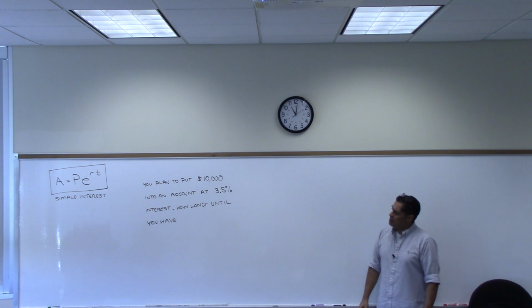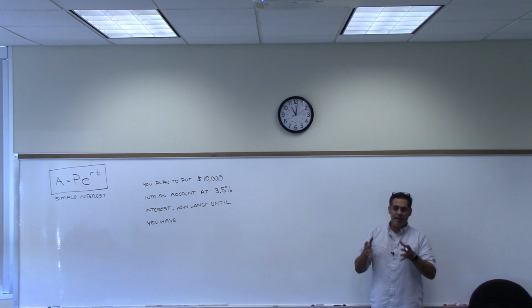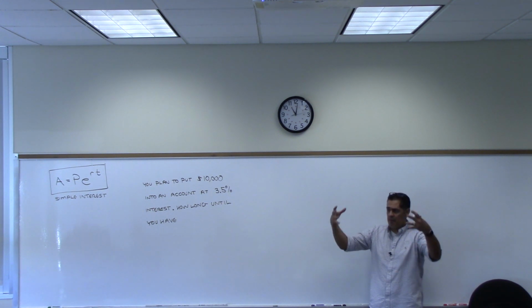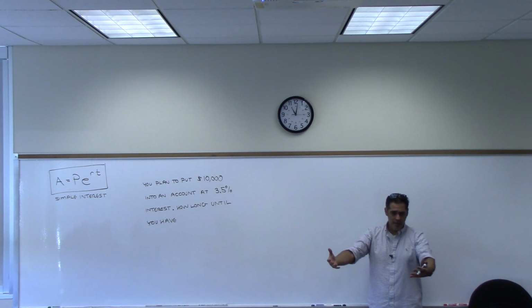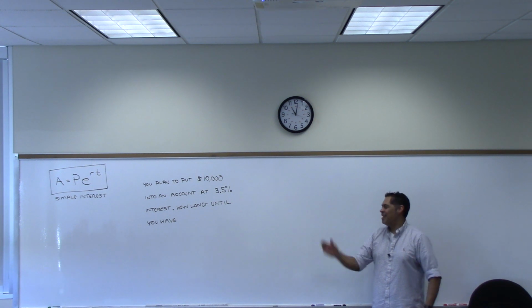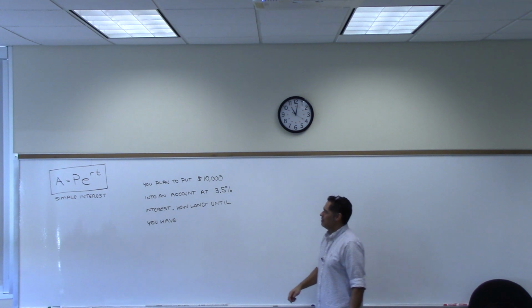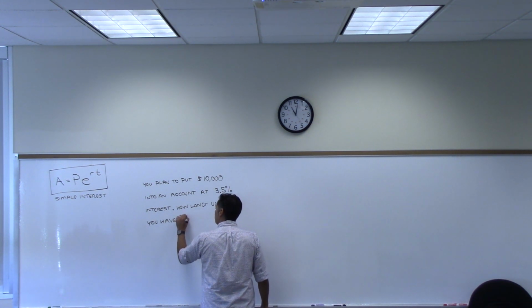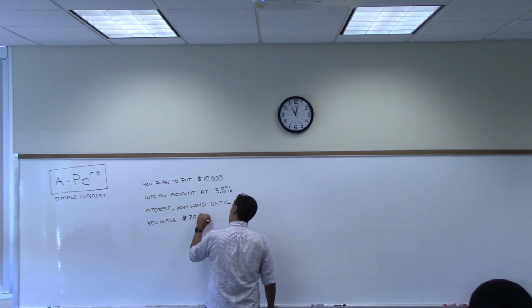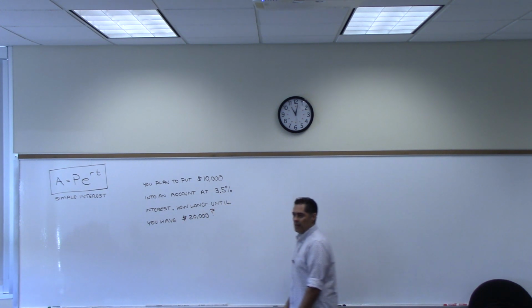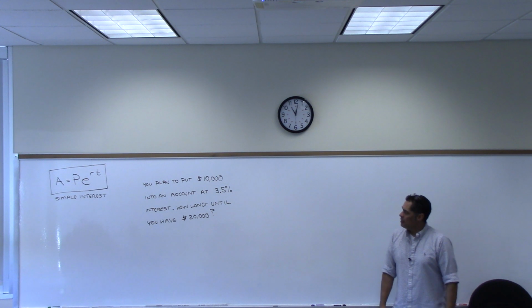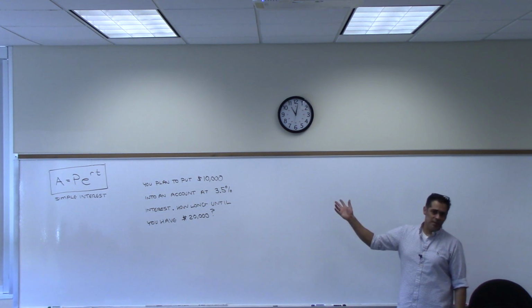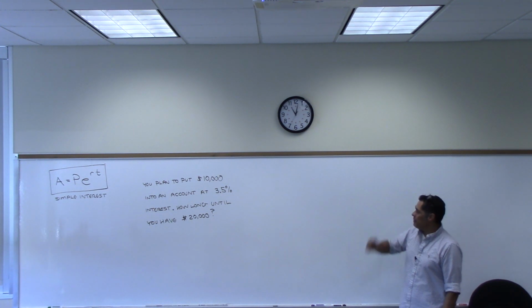And now the question is, how long do you need to leave that money in there in order for it to grow and become how much? How much do y'all want? $1 million? Well, you'll be dead. 20,000, double it? Let's double it. Okay, till you have 20,000. That's the question. So we can still use this formula, simple interest.